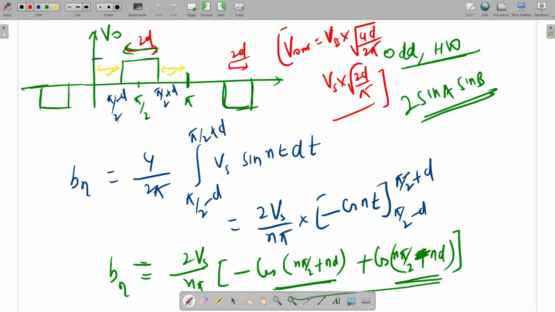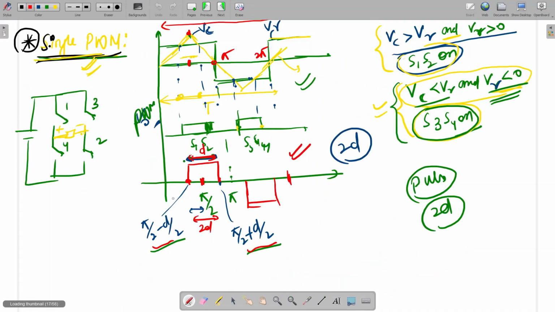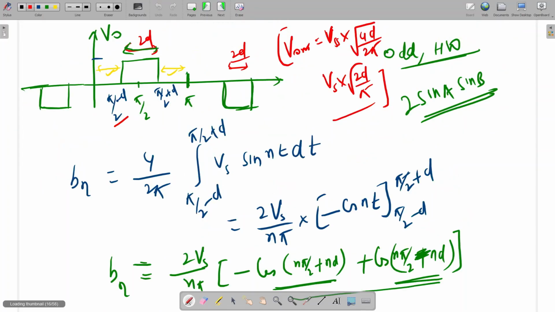Okay. Here I have written d. So then pi by 2 minus d by 2, pi by 2 plus d by 2. But while doing the Fourier analysis, I have written it like this. This I assumed as 2d. So then it will be pi by 2 minus d and pi by 2 plus d. Is it clear? Yes, sir. So the same thing I have done in the Fourier analysis.